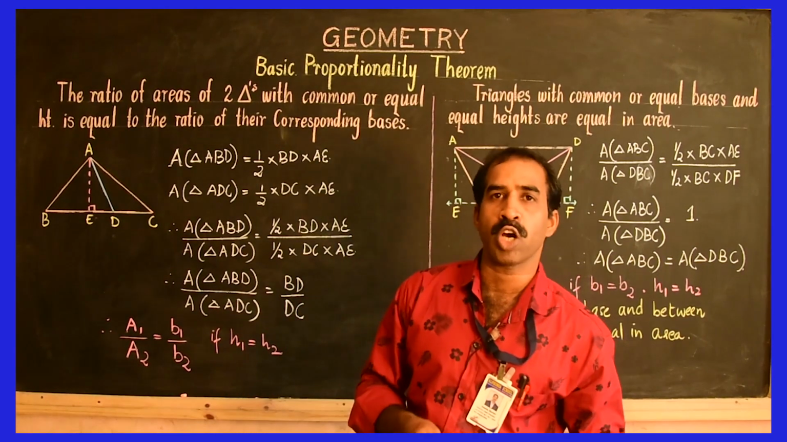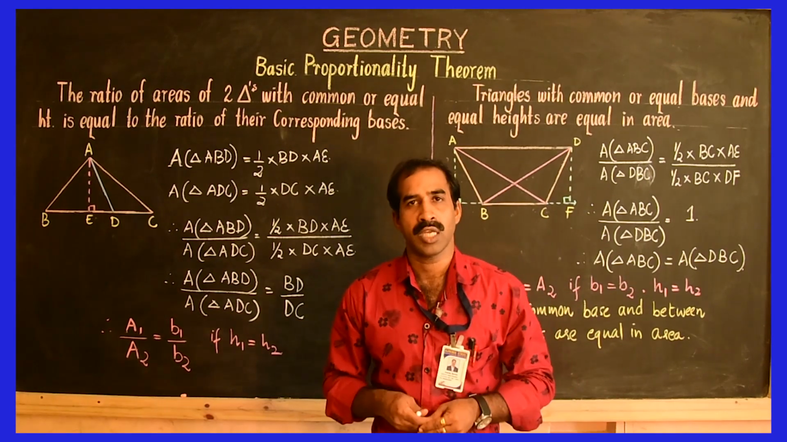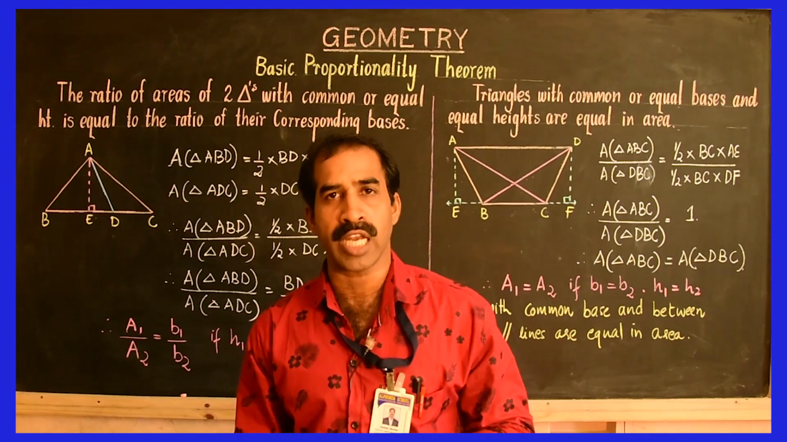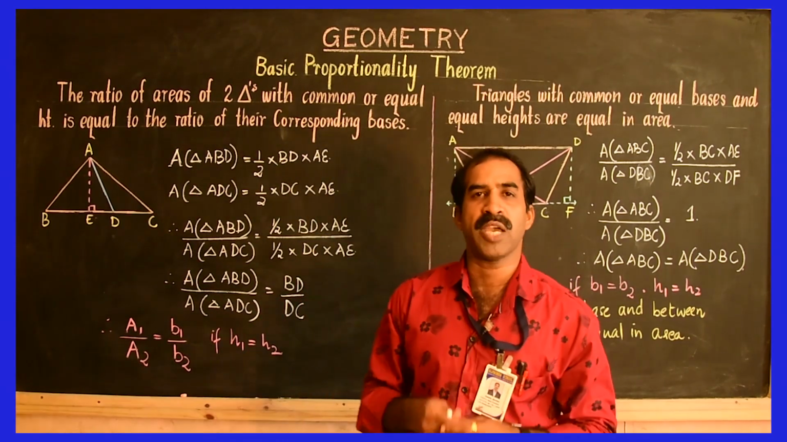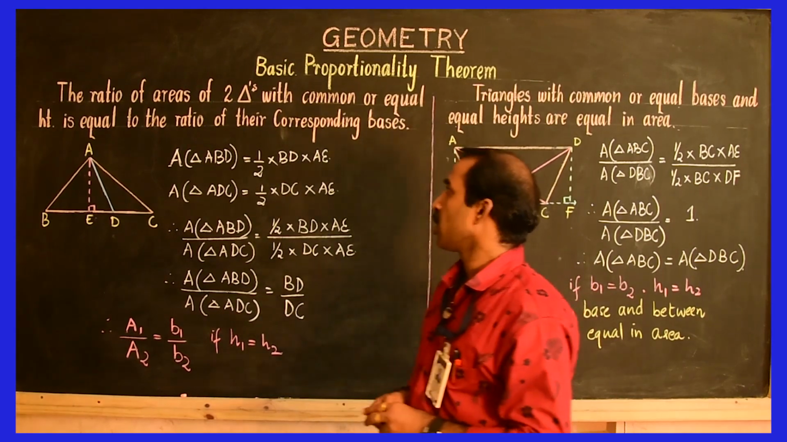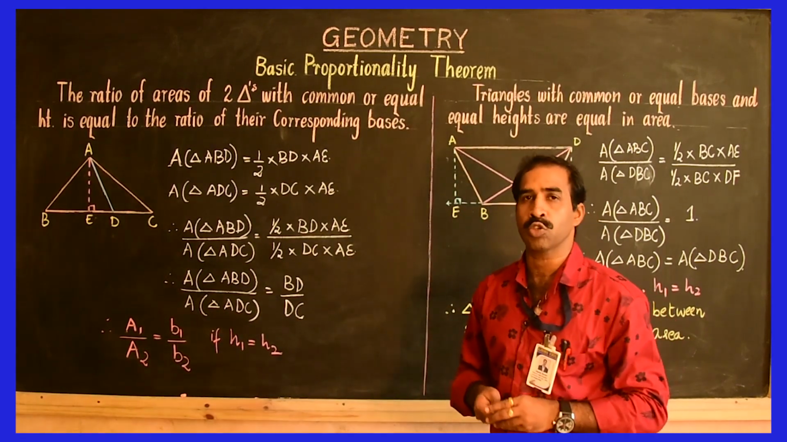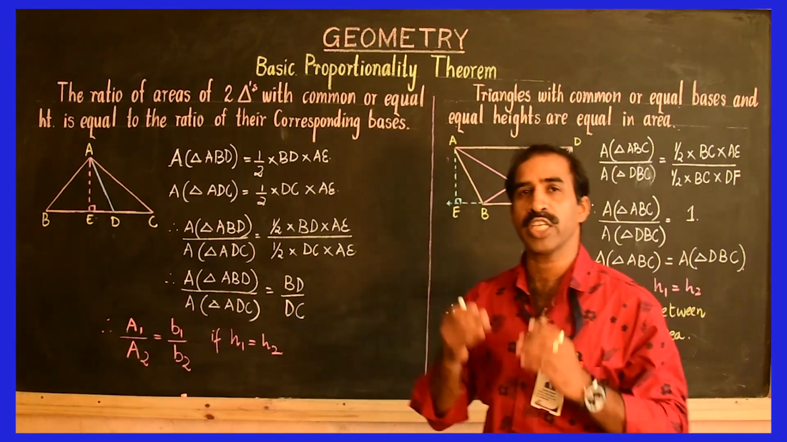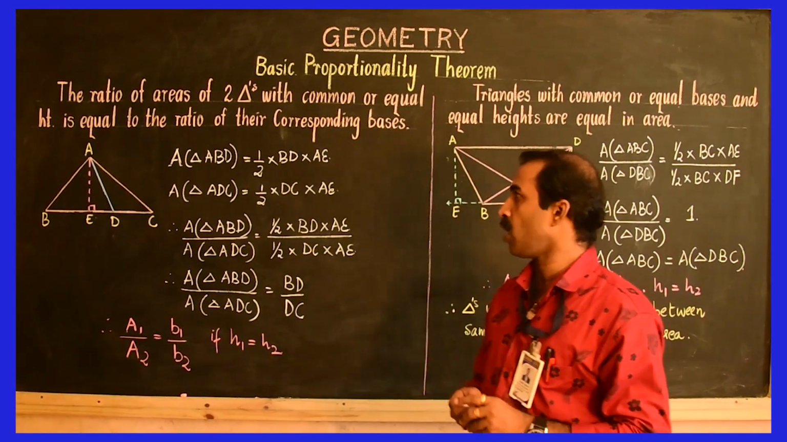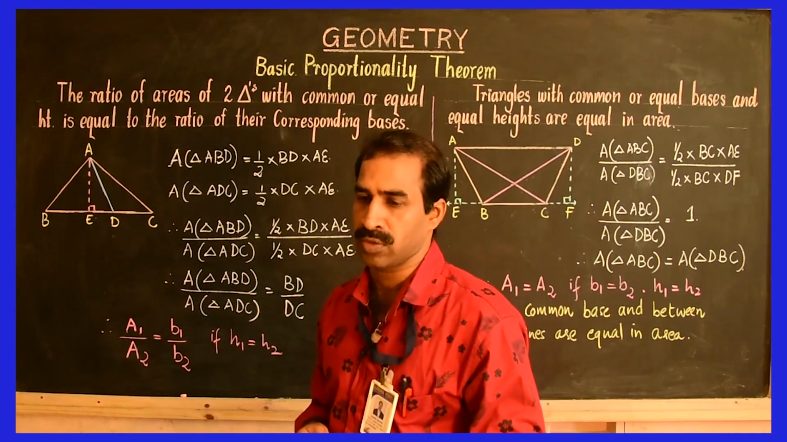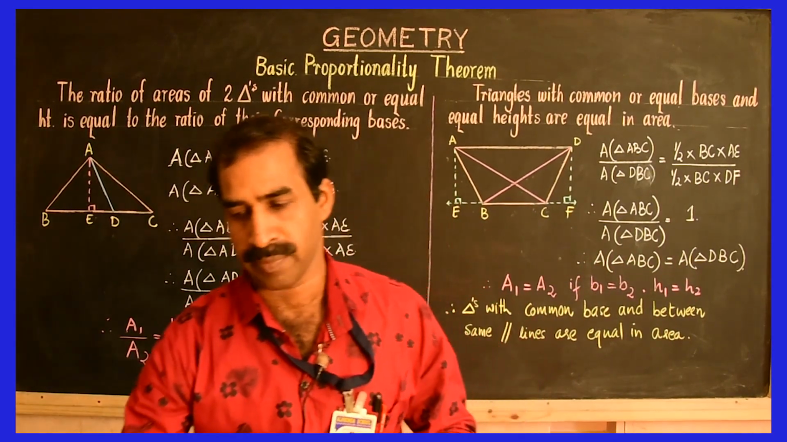Now before moving on to the basic proportionality theorem, let us look into two important properties which will be utilized to prove it. The first property: the ratio of areas of two triangles with common or equal height is equal to the ratio of their corresponding bases. So we shall visualize this statement.